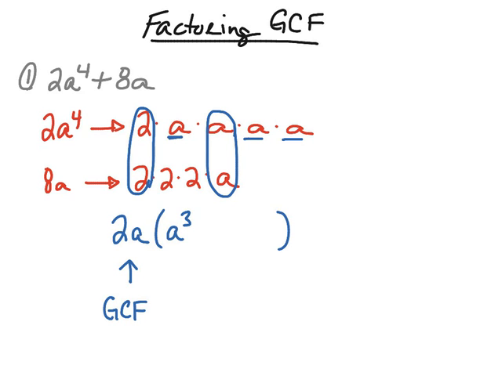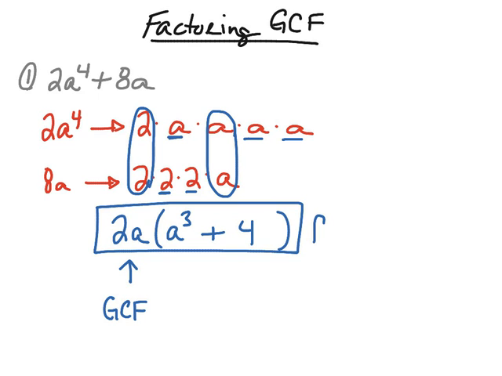And then I'm looking at that second term. You'll notice that I had a 2 and another 2 left over. So if I multiply that 2 times 2, I end up with a positive 4. Therefore, these two things are called factors. These are my factors of 2a to the fourth plus 8a.